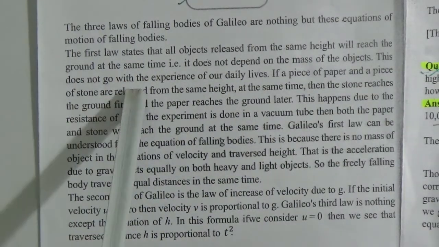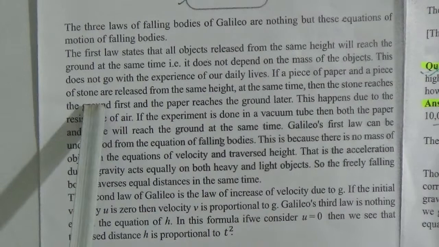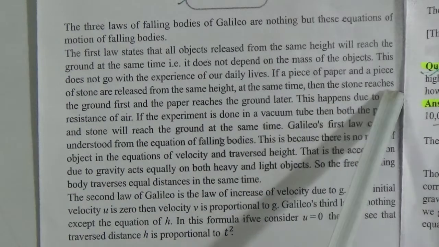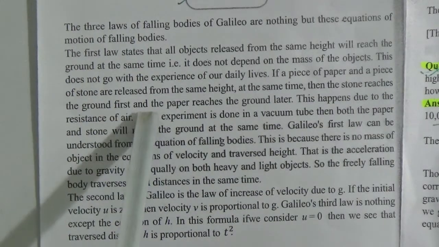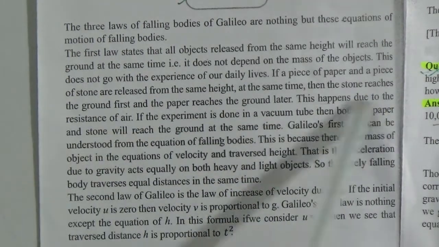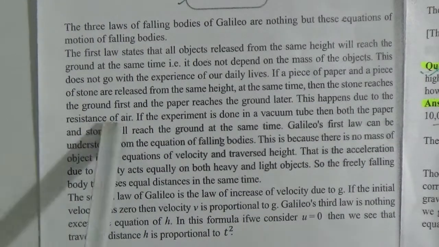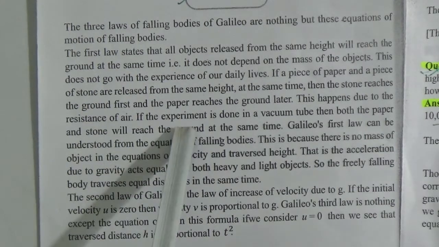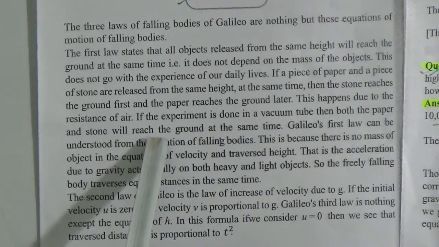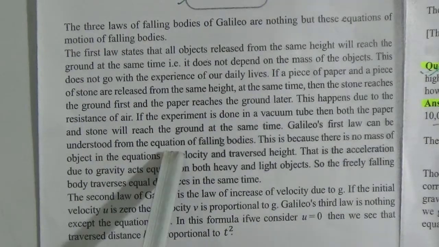This does not go with the experience of our daily lives. If a piece of paper and a piece of stone are released from the same height at the same time, the stone reaches the ground first and the paper reaches the ground later. This happens due to the resistance of air. This is important. I repeat, resistance of air. If the experiment is done in a vacuum tube, then both the paper and stone will reach the ground at the same time.